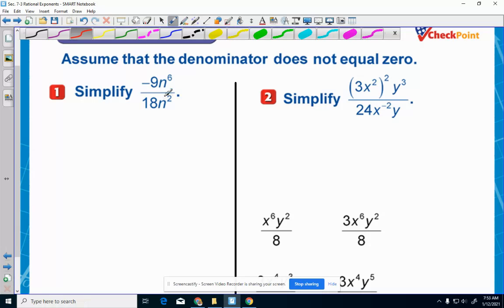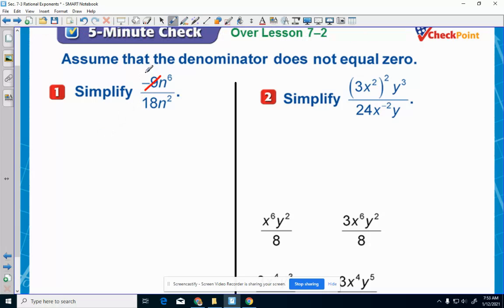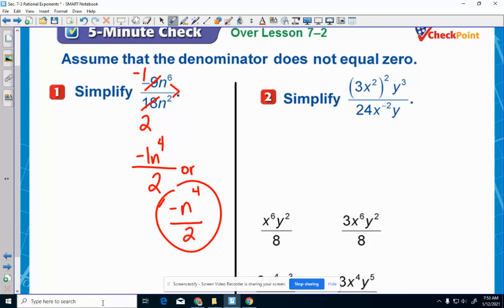So if I'm looking at this first one here, the first thing I would do would be to simplify or reduce. I could turn this into a 1, I could turn this 18 into a 2, and with my n's, using the quotient rule, I have more n's on the top than on the bottom by an amount of 4. So my answer could look something like that, or I could ditch the -1 and just leave it as negative n to the 4th over 2.